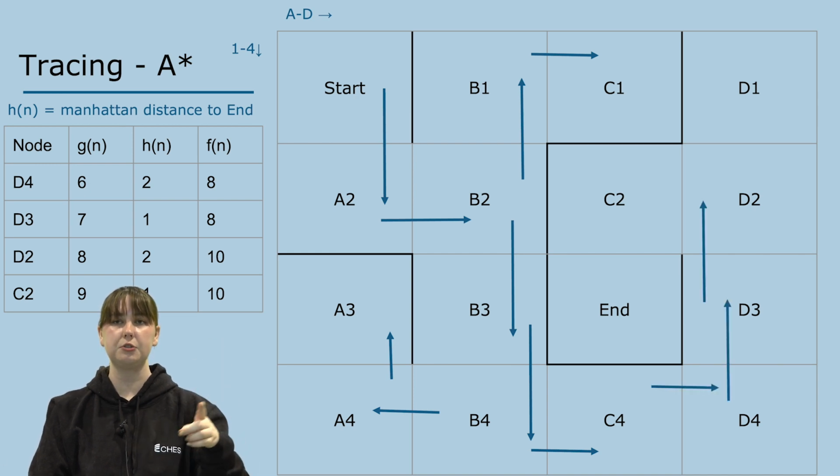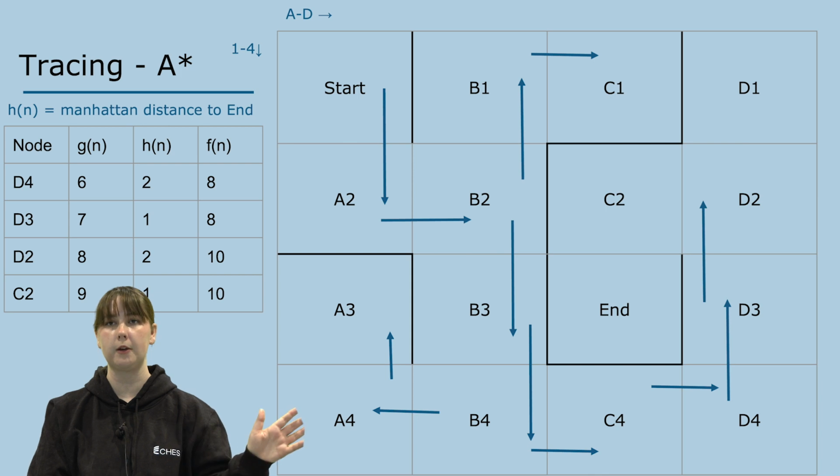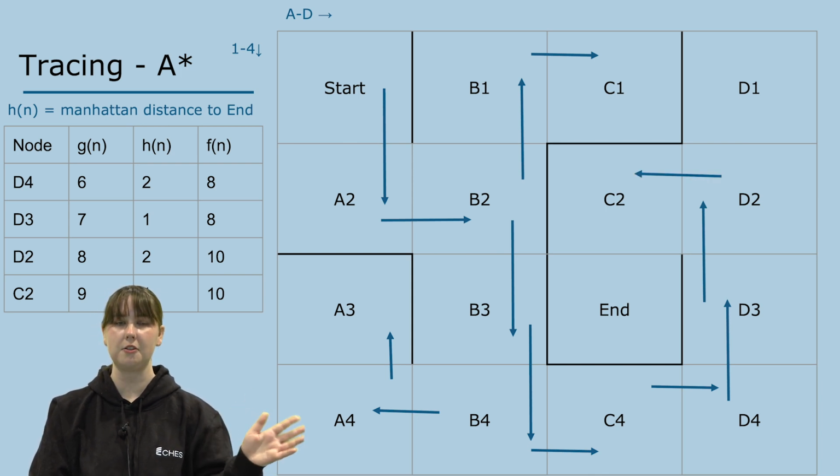Now, here's what's interesting, is that we are not going to explore D1 at all. And the reason for this is because it is really far away from the start, and it's also not very close to the end relative to all of our other options. So we're just not going to explore that at all. We'll go to C2, and then we found our end. So that's our trace of A star.